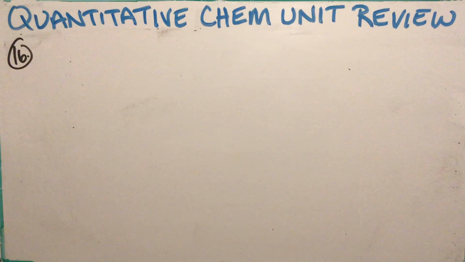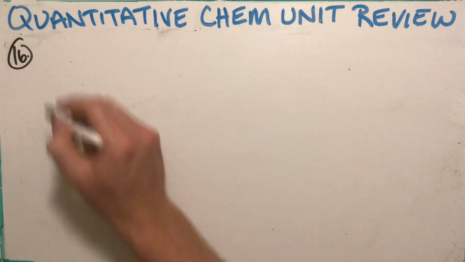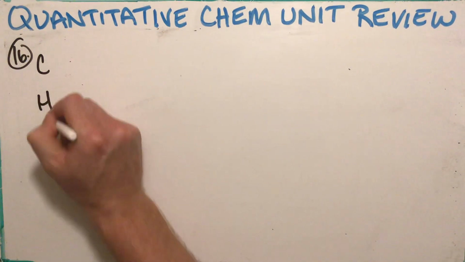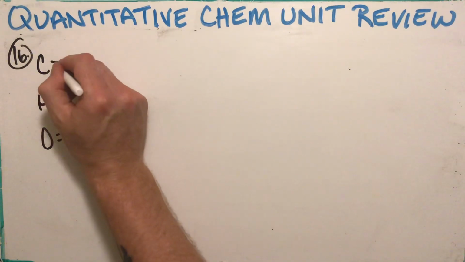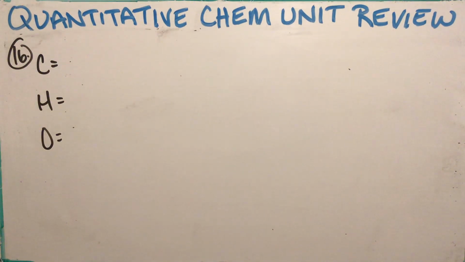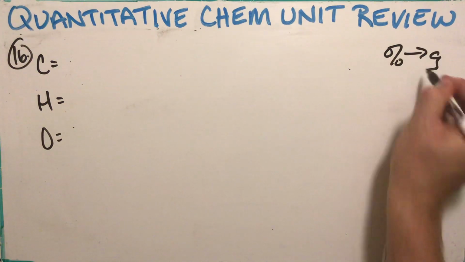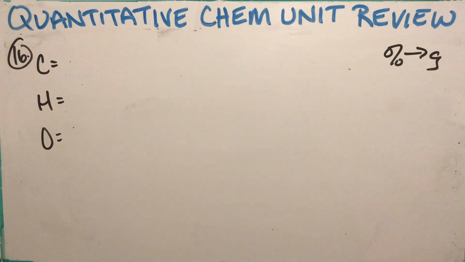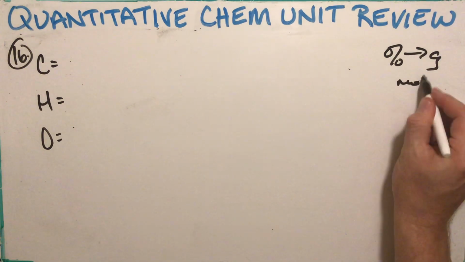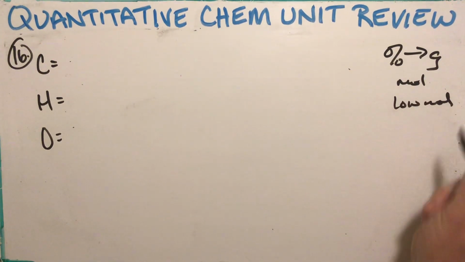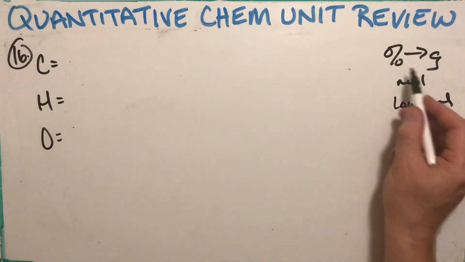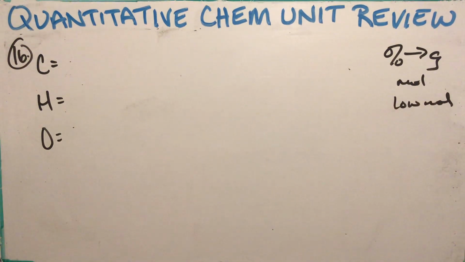Number 16 gives us the percent composition of a compound that has C, H, and O. So it gives us the percent composition. Remember, when we're given percent composition, what we do is we immediately take that percent and turn it immediately into grams. We assume 100 grams. And then we turn the grams into moles, and then we use the lowest mole, right? And then we get our formula. So they gave us percentages, percent composition by mass, and so now we're going to use those.